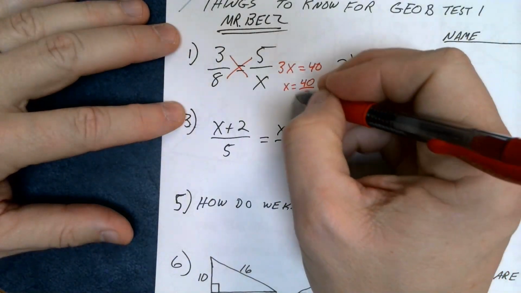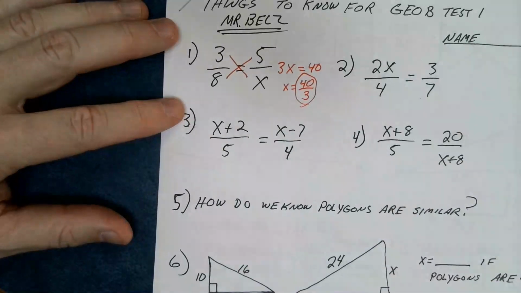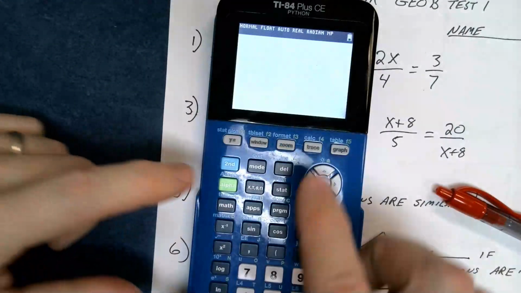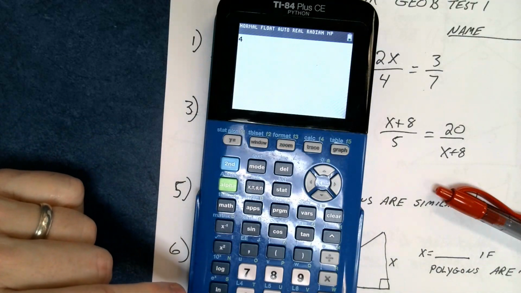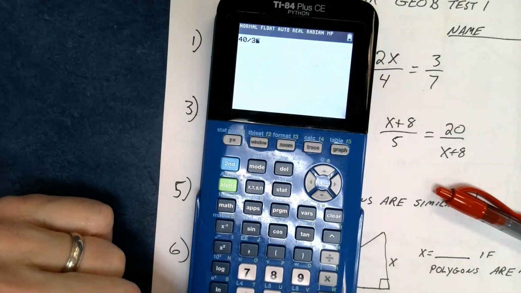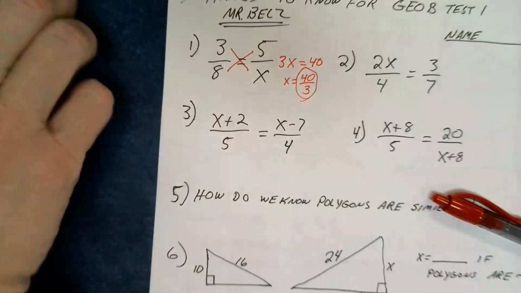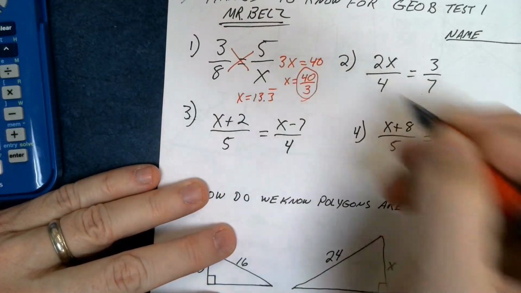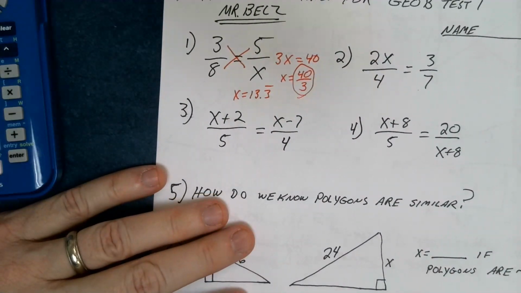You can leave your answers as fractions, or you can go ahead and type them into your calculator and change them to decimals if you want. So 40 divided by 3. Okay, so x is equal to 13.3 repeating. Make sure you keep the repeating portions of those if you have them.